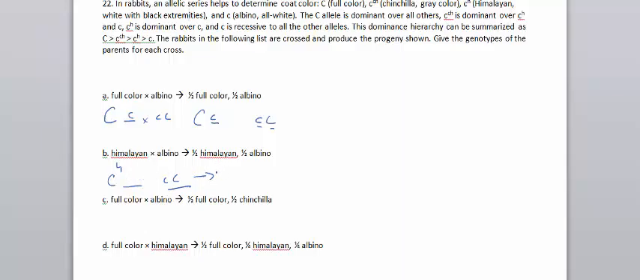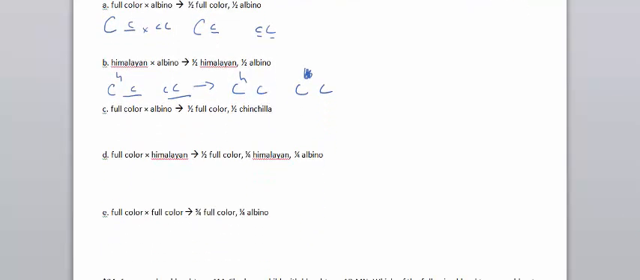Then we get one to one Himalayan to albino, so that means we must have had, so we're getting some albinos out, so we had to have a little c here. And then that makes sense, because then we could get 1 to 1 Himalayan to albino. So it's pretty easy if you do a test cross, because that really sorts things out.